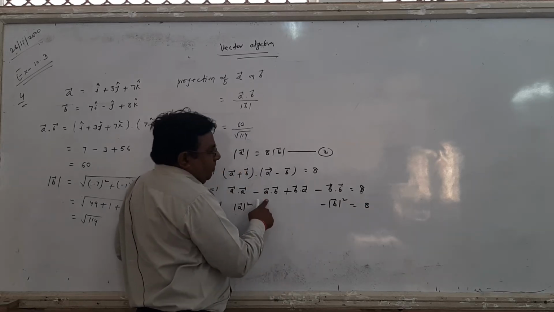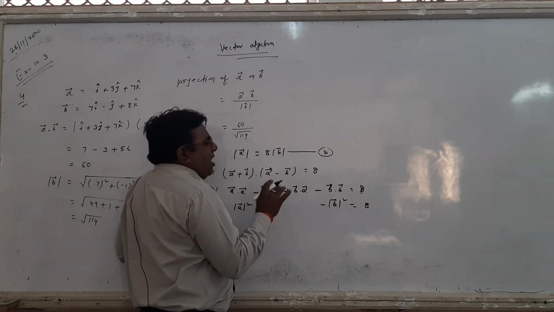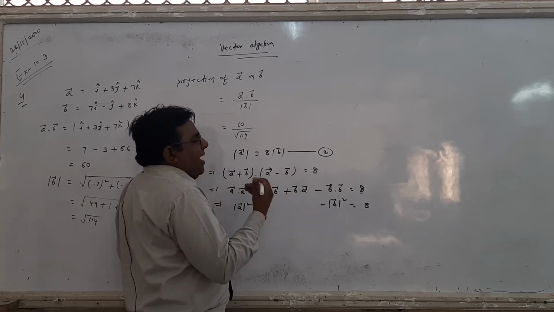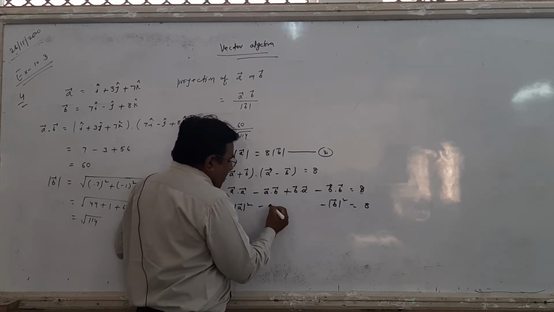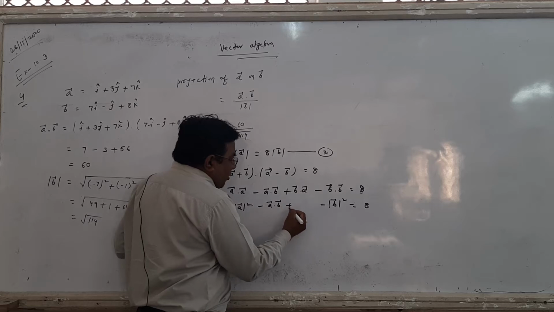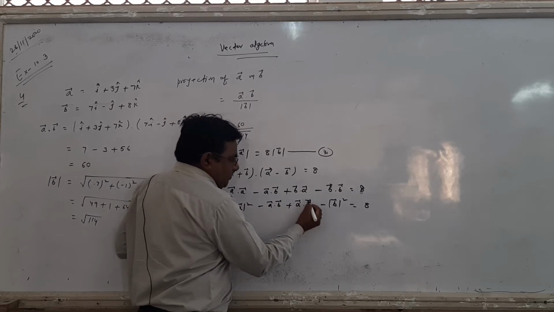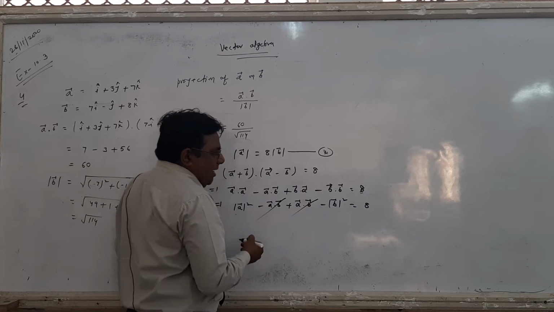And in the dot product, whether you find A dot B or B dot A, they are the same because the commutative law will be applied. That means you can write A dot B as B dot A or B dot A as A dot B, no change, right? And the same A dot B terms are cancelled.